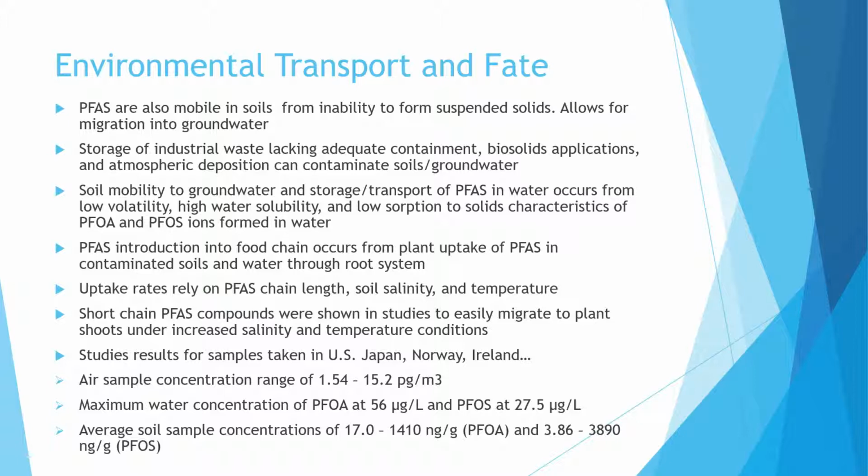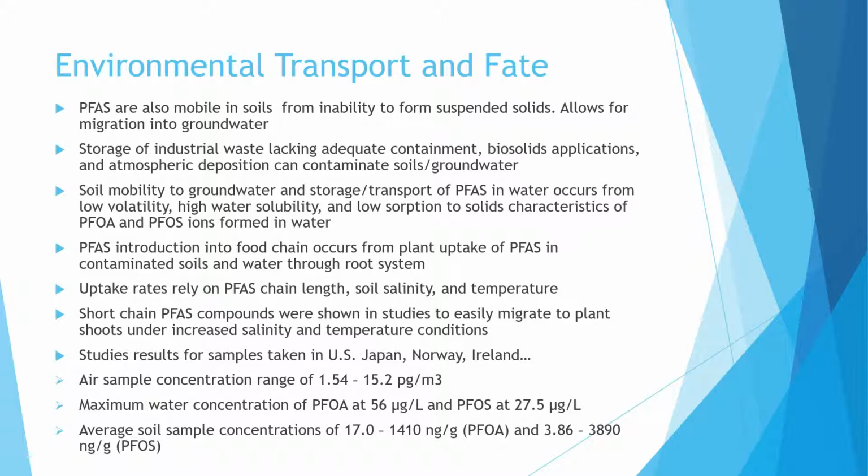PFAS can then be introduced into the food chain through plant uptake, through the root system. The uptake rates rely on the PFAS chain length, so the number of carbon atoms, the soil salinity, and the temperature. Shorter chain PFAS compounds were shown in studies to easily migrate to plant shoots under increased salinity and temperature conditions. Once these compounds are able to enter the shoots, they can then be consumed by animals or herbivores, and that way they enter the food chain and can be consumed by humans.